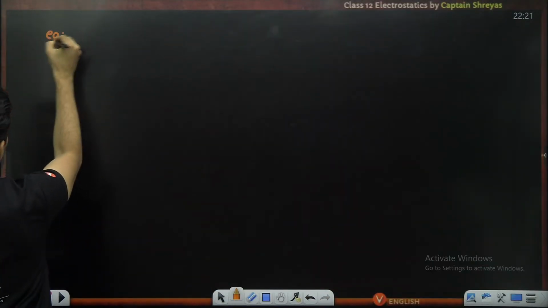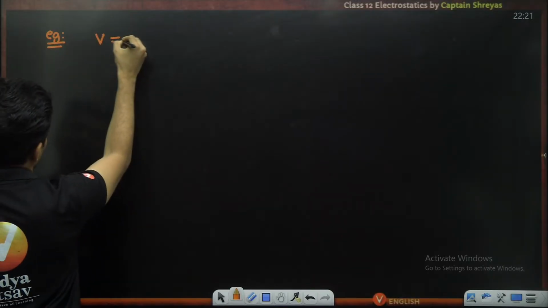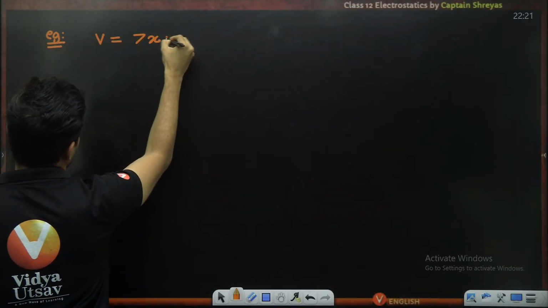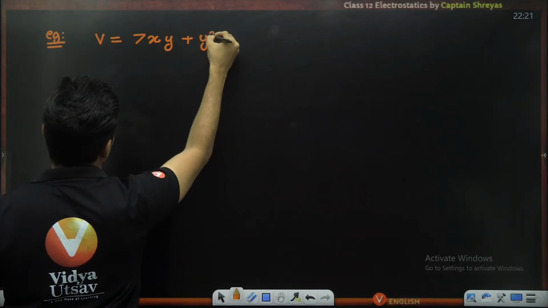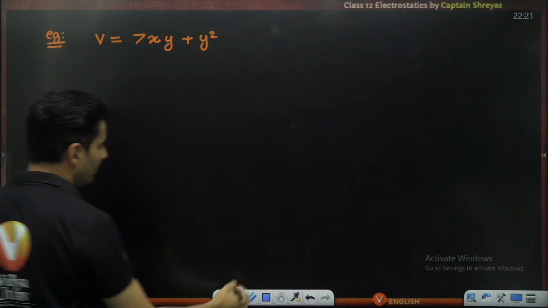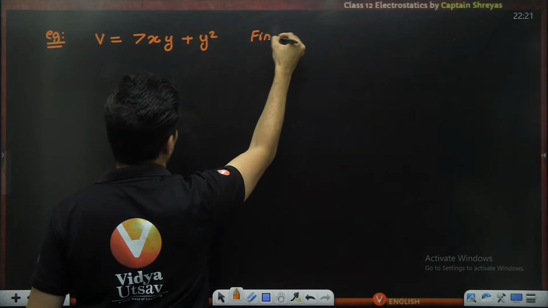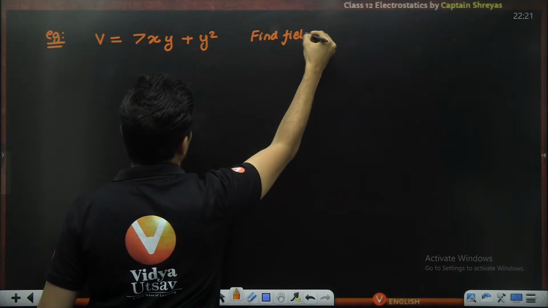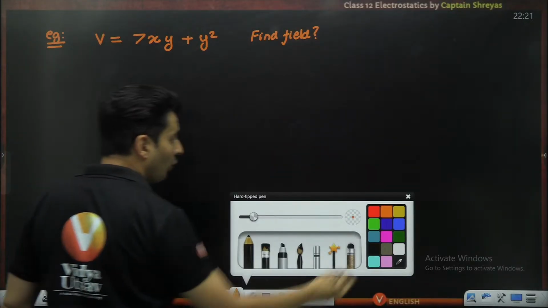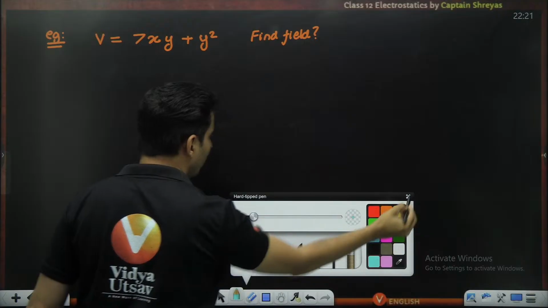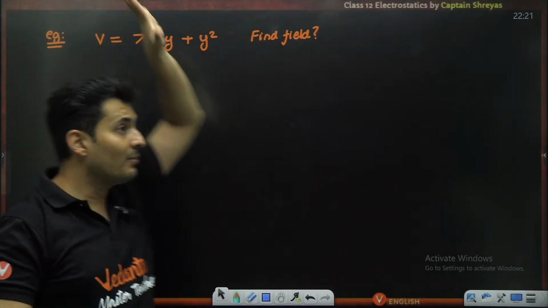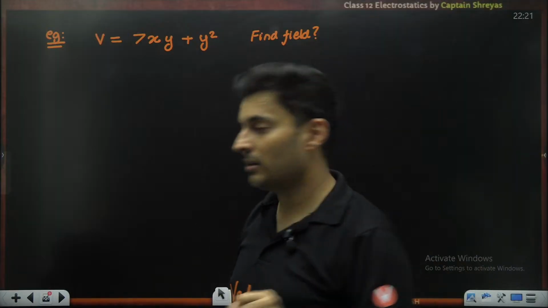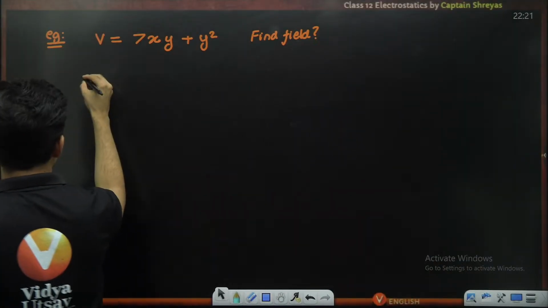I'll tell you how. For example, the voltage is 7xy plus y square. I have taken some random thing. Question is, find the field. What to do in such scenarios? Observe carefully. X and y both are there. Both are there. Now what to do in such cases?